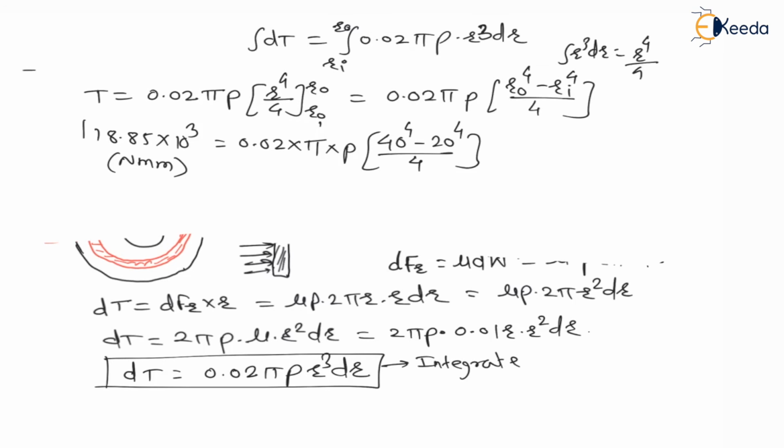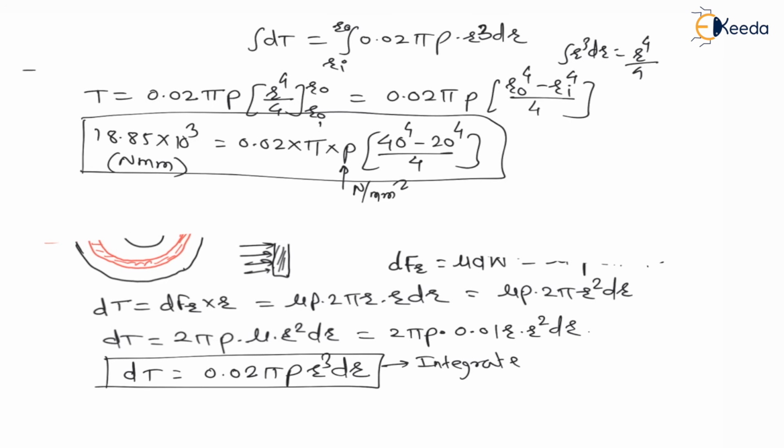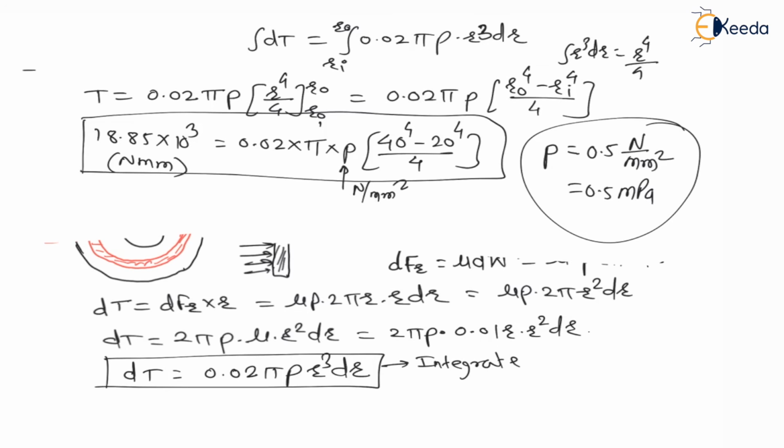Now, in this equation, my dear students, only pressure is unknown, and we are using force in Newton and dimensions in mm. Therefore, pressure will come in Newton per mm square, that is megapascal. From this calculation, if you solve for pressure, you will find pressure is equal to 0.5 Newton per mm square, which is nothing but 0.5 MPa. And this is your answer. In fill in the blanks, you have to type 0.5 as your answer.